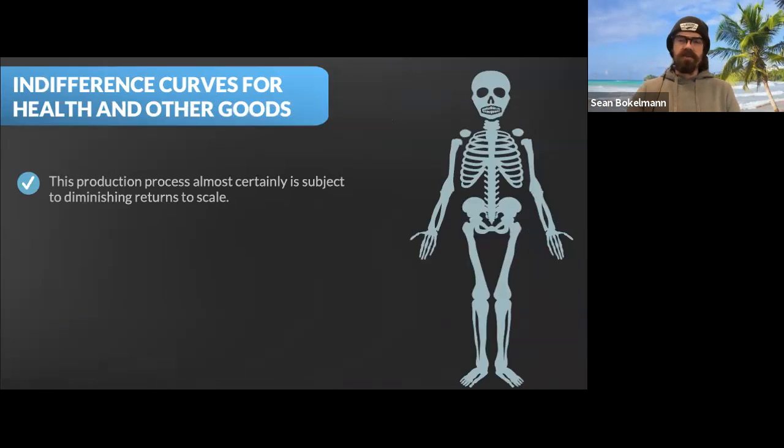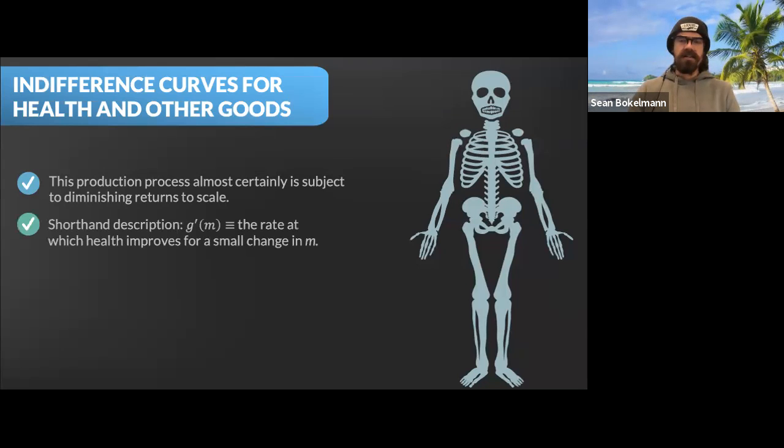Just some things to keep in mind here. This production process is almost certainly subject to diminishing marginal returns. So the more medical care we purchase, the less of an effect it has on health. A shorthand way of thinking about this relationship is the first derivative of the production function. That's what G prime M stands for. Another way of thinking about it is the marginal productivity: the rate at which health improves for a small change in medical care. But this is important.